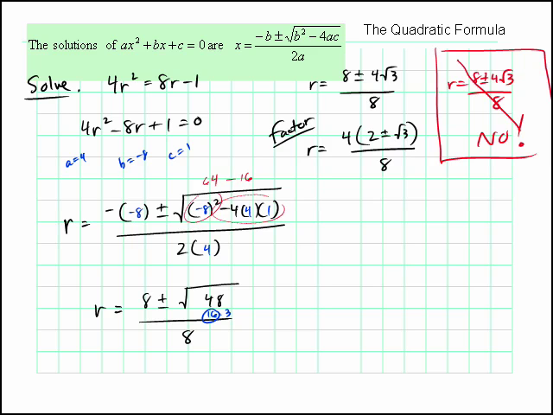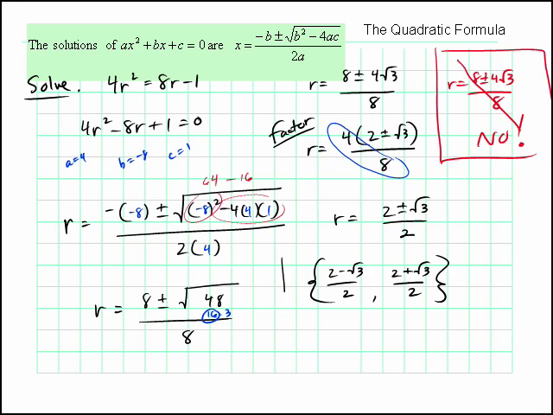Okay, so I factored a 4 out of the numerator. Once that's factored, I can then reduce here 4 over 8. And that'll reduce to a 1 over 2. And so I end up with r equals 2 plus or minus square root 3 over 2. And those are my two solutions to my quadratic equation. If I write them separately, one is 2 minus the square root 3 all over 2, and the other one is 2 plus the square root of 3 all over 2. And they're my two what we call irrational solutions, because they have a square root left in them.